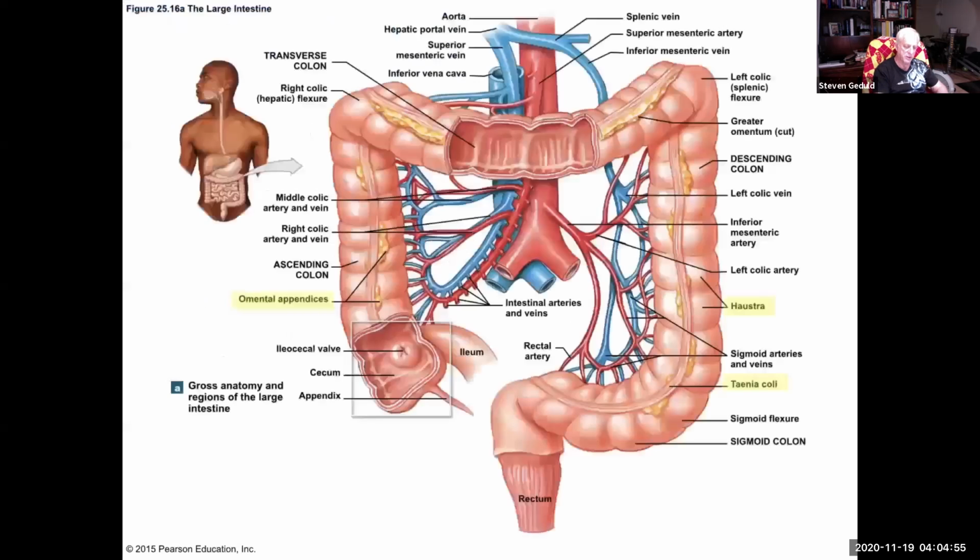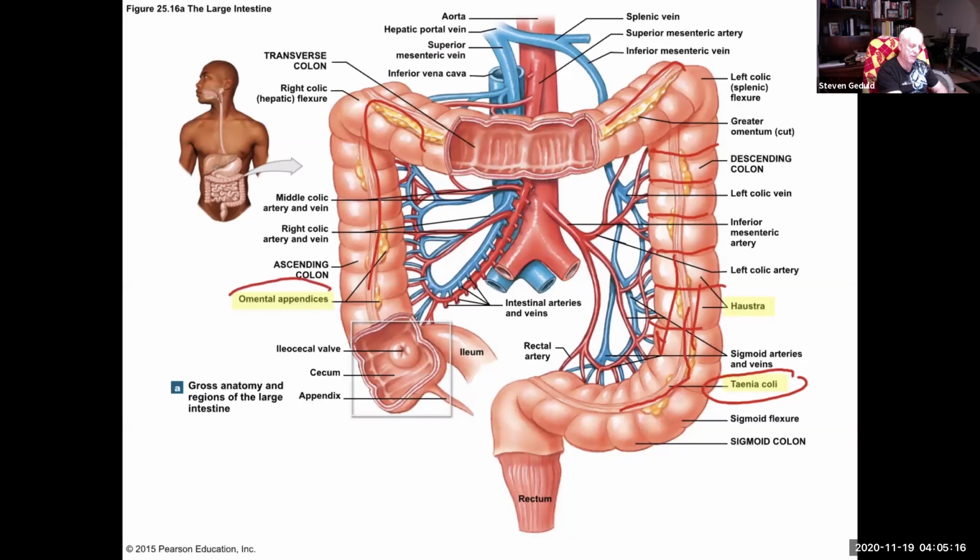Okay, so here's your taeniae coli. These are the muscles. You can see the longitudinal muscles here. When they contract, they're going to force material along the intestine. These are the haustra. These are your segments that allow the colon to expand when it gets full. And these are the omental appendices, which are your fat deposits that will protect and insulate the colon. You can see those all along the side, running along the taeniae coli muscles.